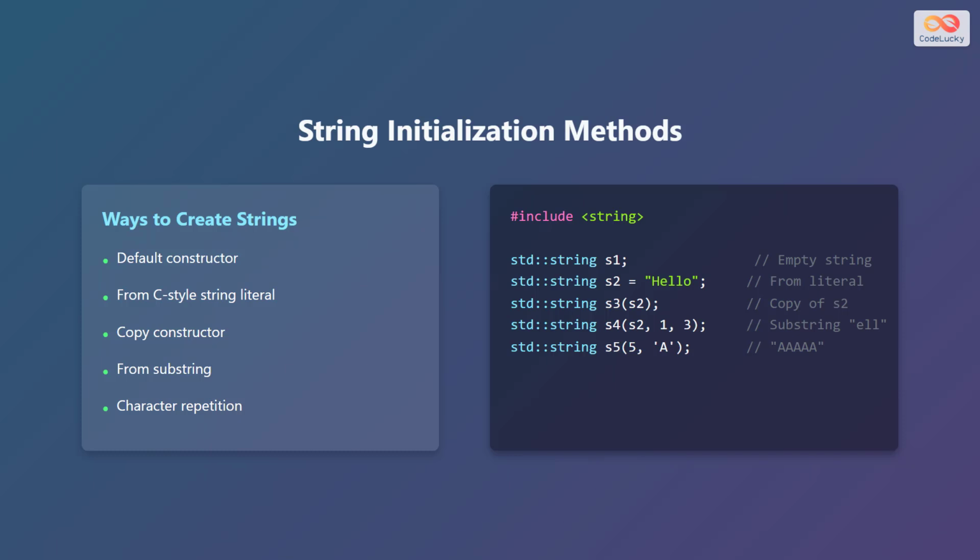Here's a code example. s1 is an empty string. s2 is initialized with the literal "hello". s3 is a copy of s2. s4 is a substring of s2, starting at index 1 with a length of 3, resulting in "ell". s5 is created by repeating the character 'A' 5 times, resulting in "AAAAA".